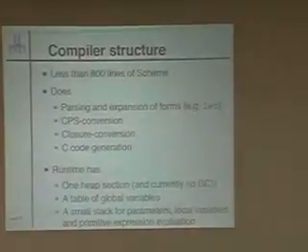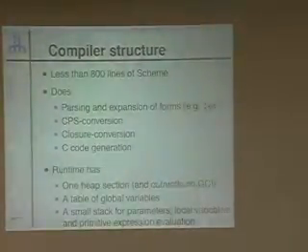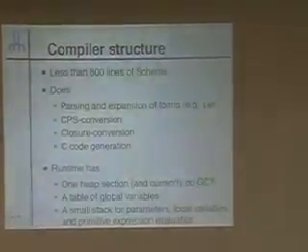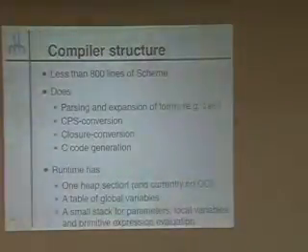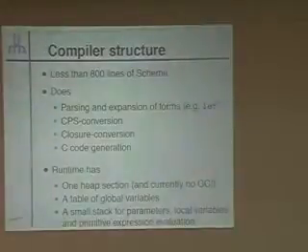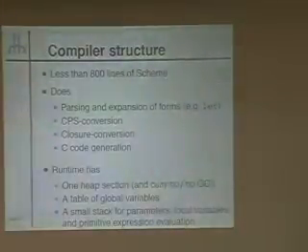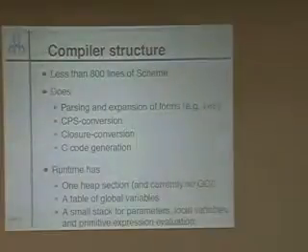So here's what the compiler looks like. It's about 800 lines of Scheme. It has basically 4 major steps. It parses the source code and expands syntactic forms like let, and so on. Then it does CPS conversion. Then it does closure conversion, and finally C code generation from the result.